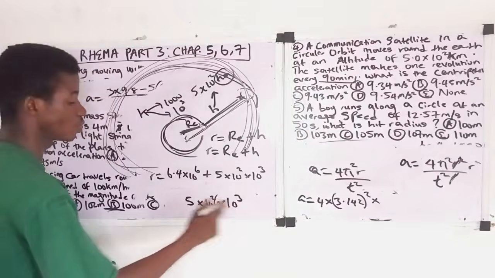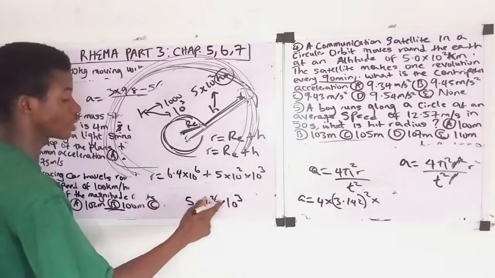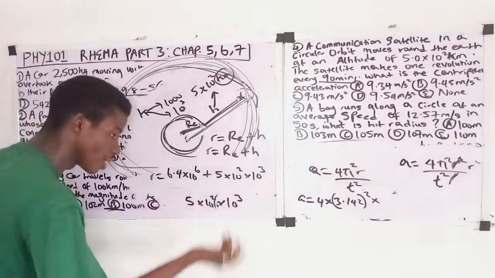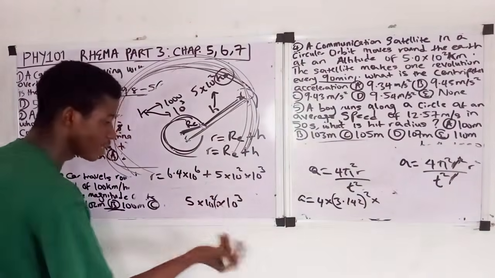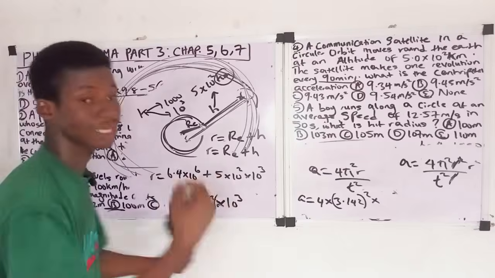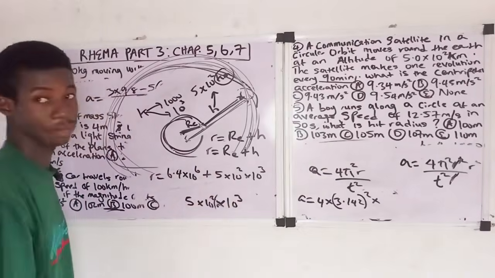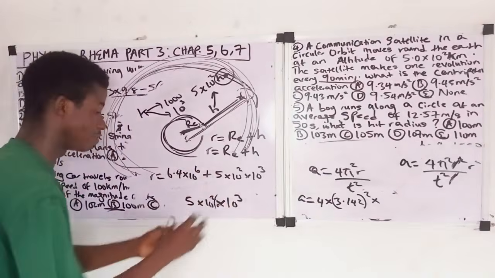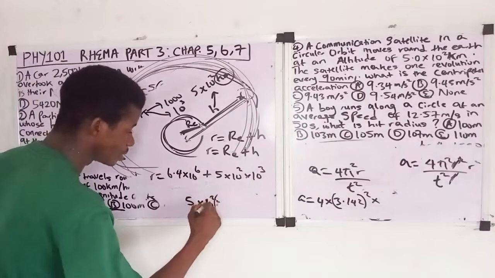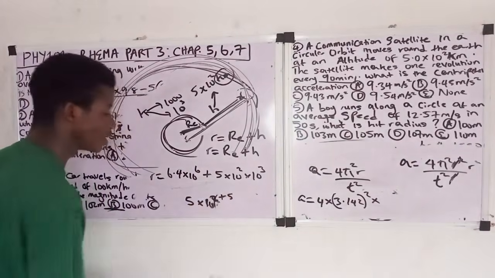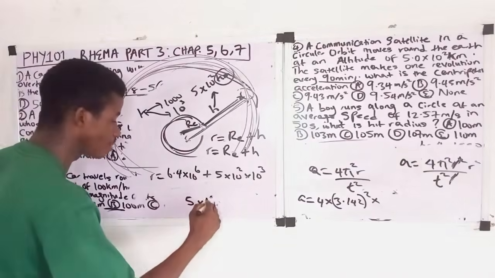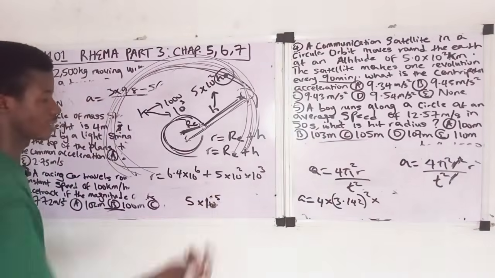1,000 is the same as 10 raised to the power 3, right? So if you multiply 5 times 10 raised to the power 2 by 10 raised to the power 3, according to indices, we take one of the base, which is 10, then we add their powers. So everything will be 5 times 10 raised to the power what? 5, right? Yes. So let's continue.